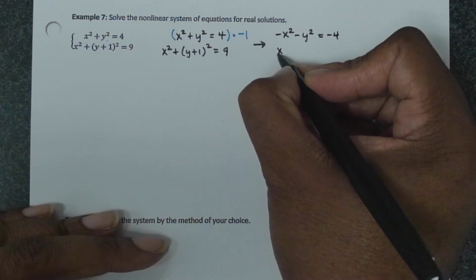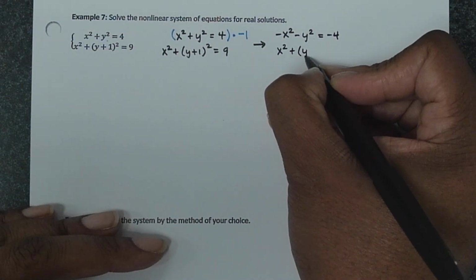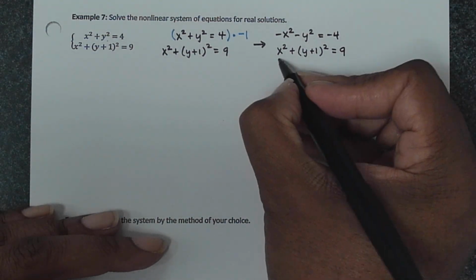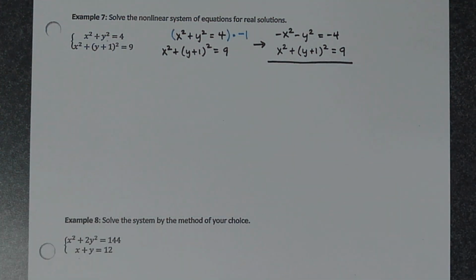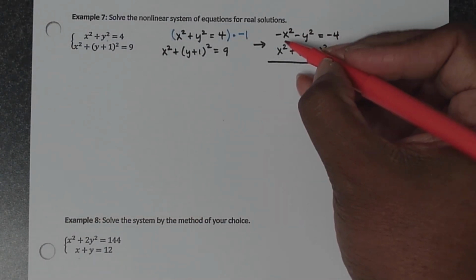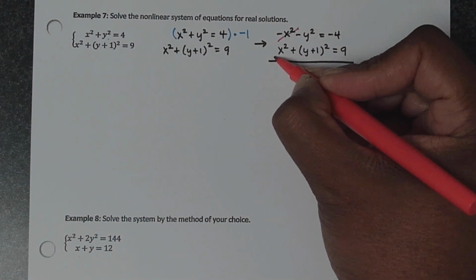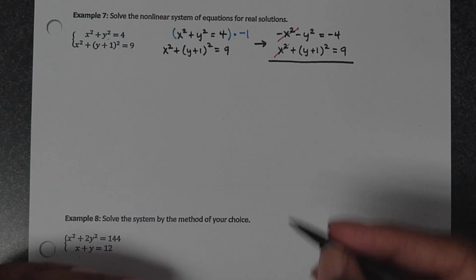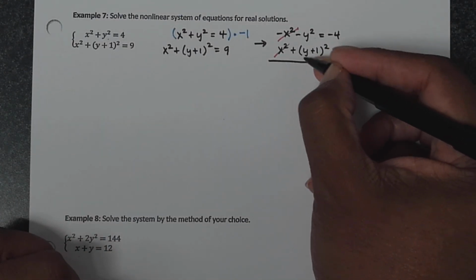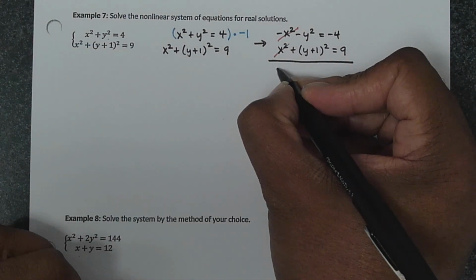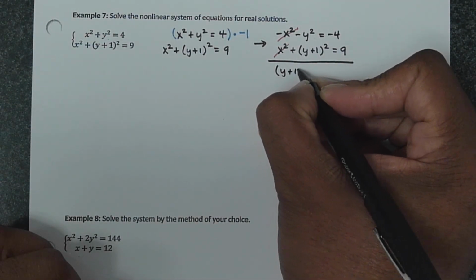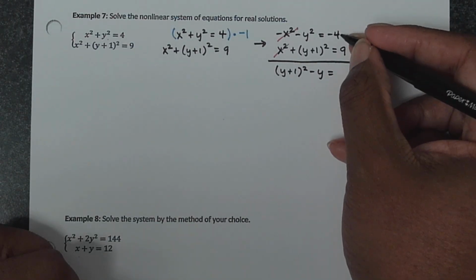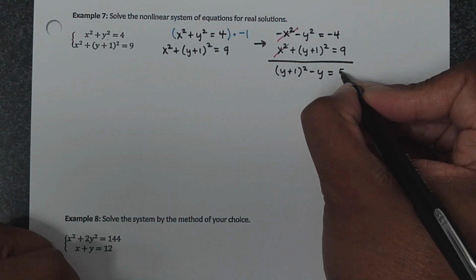And I'm going to bring over the x squared plus y plus 1 quantity squared is equal to 9, and add these two equations together. So you can see that minus x squared and plus x squared, that's gone. Now here's what I'm going to be left with. I'm going to bring down this y plus 1 quantity squared, put that in front, and then the minus y squared is equal to negative 4 plus 9, which is 5.